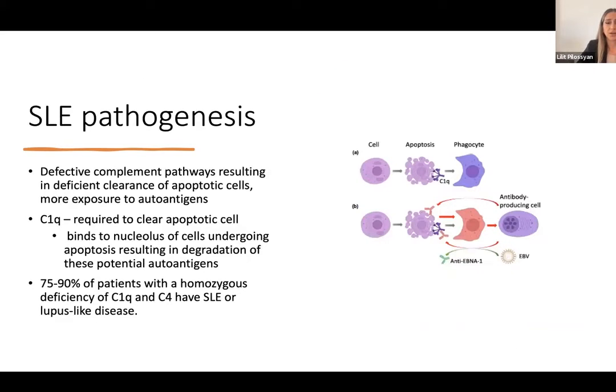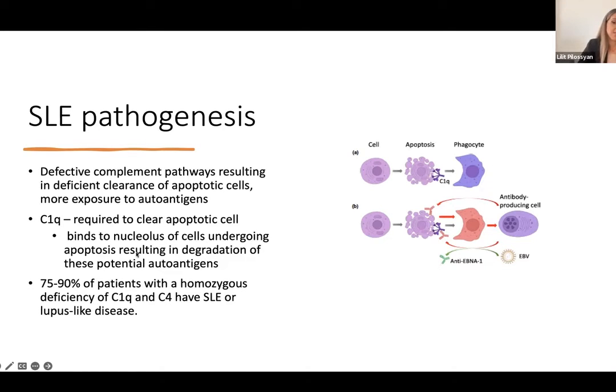And here's just another picture describing it. A big part of the cleanup process of apoptotic cells is our complement system, and particularly C1q, which is a molecule that is part of the complement system. It's required to help clear these apoptotic cells by stimulating phagocytes to engulf all this debris material and get it out of our system.